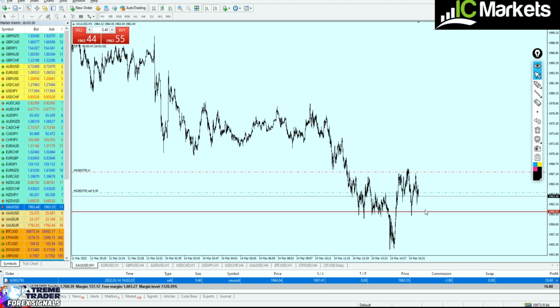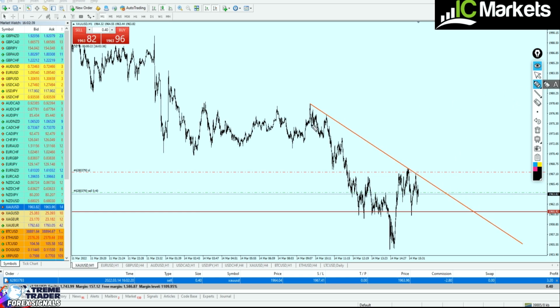$100. Okay, so let me just explain to you the reason behind this entry and why I confirmed it on the 1 minute time frame. If you have watched that video, you will see clearly what I'm talking about. We have a resistance trend line right here, and we can see that the market has been respecting that resistance trend line several times.